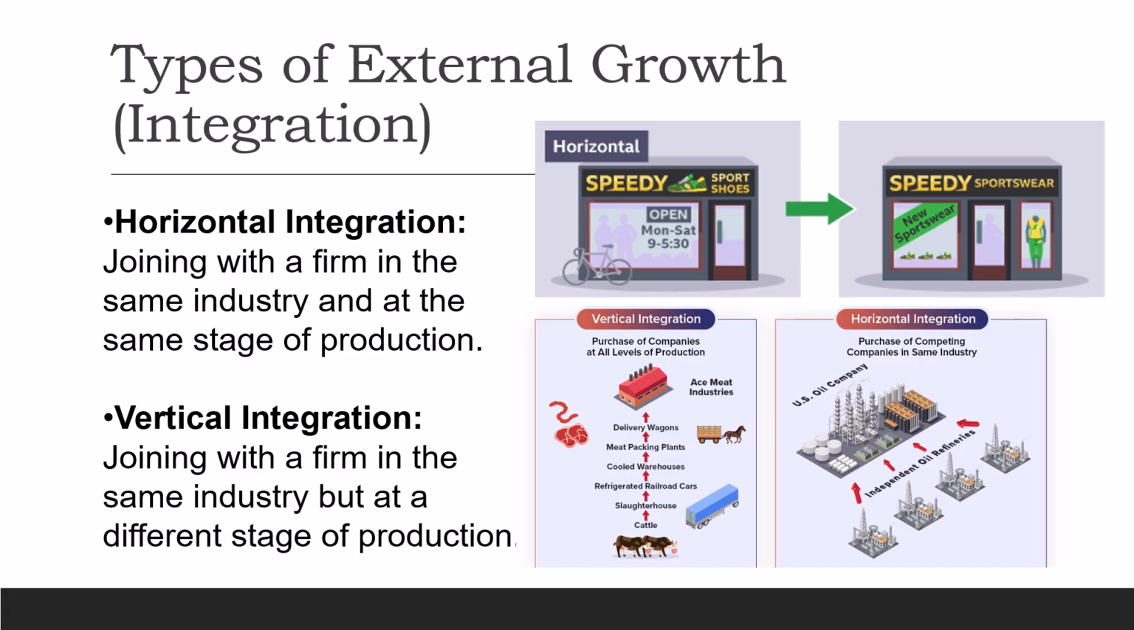What are the types of external growth? Horizontal integration and vertical integration. Horizontal integration is joining with a firm in the same industry and at the same stage of production. Vertical integration is joining with a firm in the same industry but a different stage of production. Here is a picture for your reference.